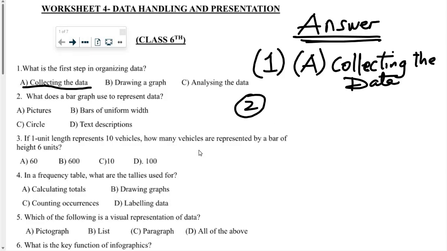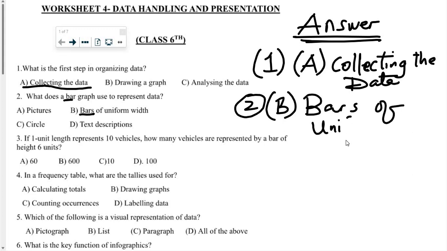Question number 2. What does a bar graph use to represent data? The bar graph uses bars. So the correct answer is option B, bars of uniform width.